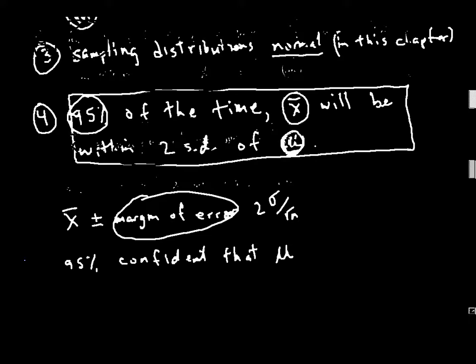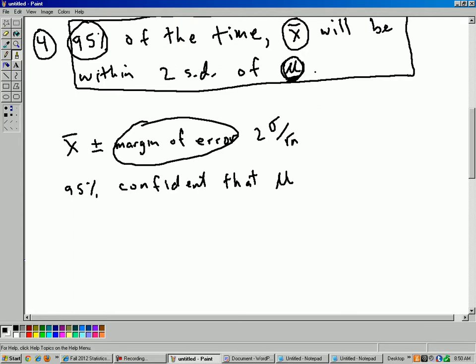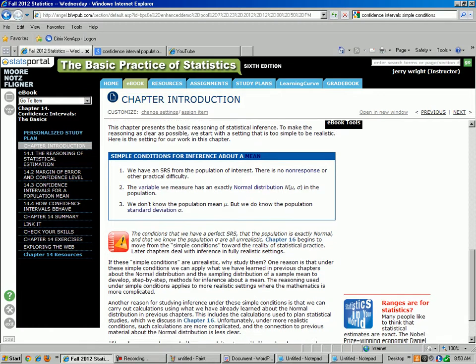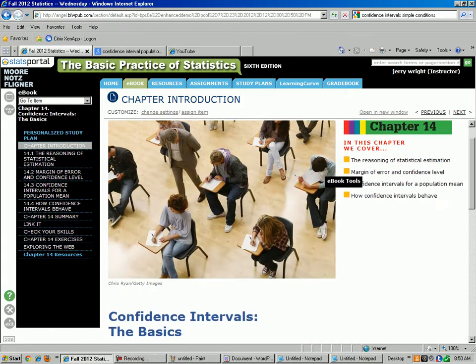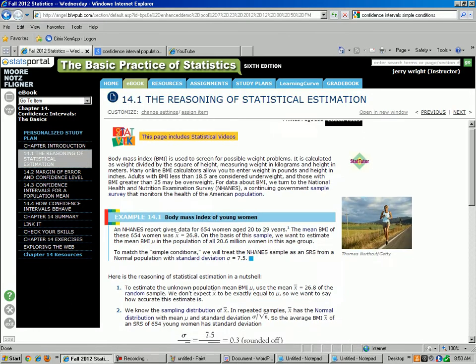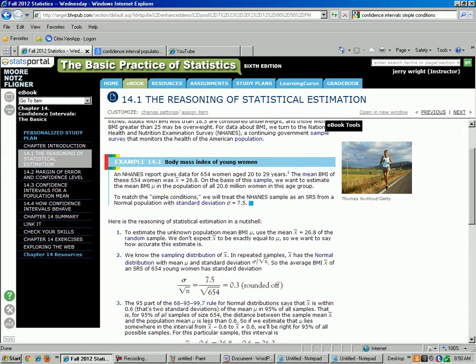As an example, let's take a look at example 14.1 in the textbook. This is page 352 of the textbook. I'd like to scroll down here. Oh, wait, next. Here we go. So example 14.1 says body mass index of young women.